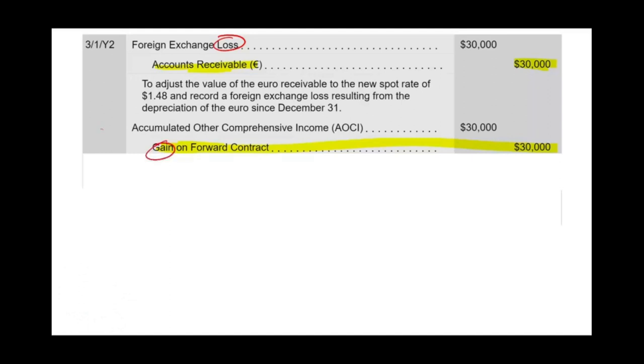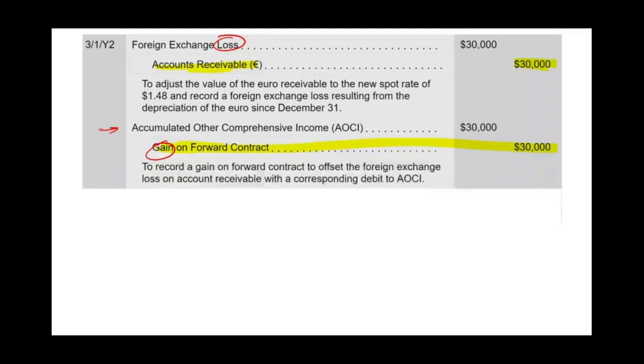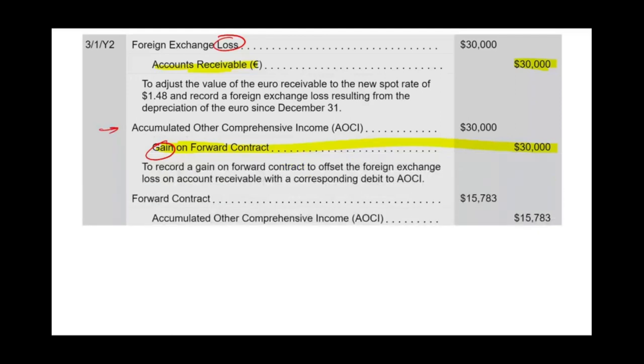So we credit the gain and we debit OCI. We debit OCI 30,000. Then we get it out of OCI 15,783 and we debit the forward contract. Now we have to remove the liability because that's it. The contract is over. Remember, we had a liability of 15,783 from the prior entry. Now we have to remove the liability and it offsets OCI.